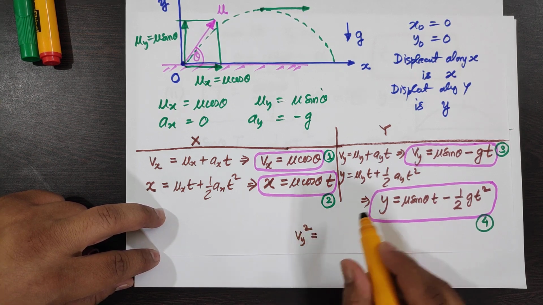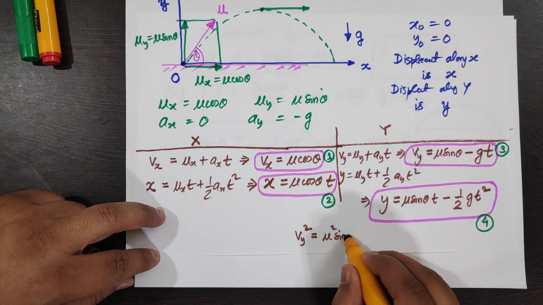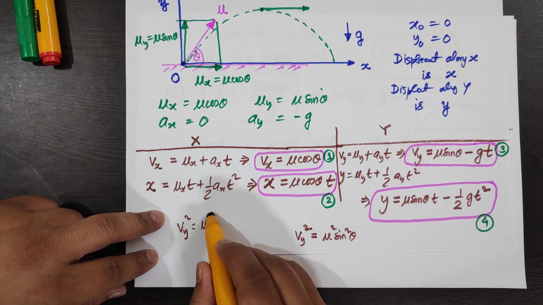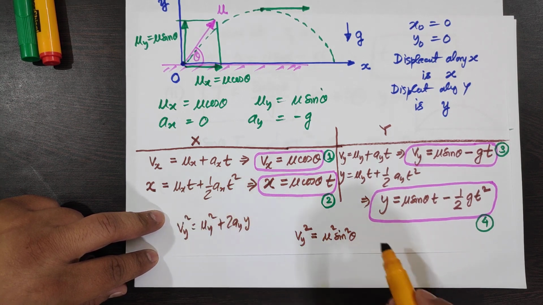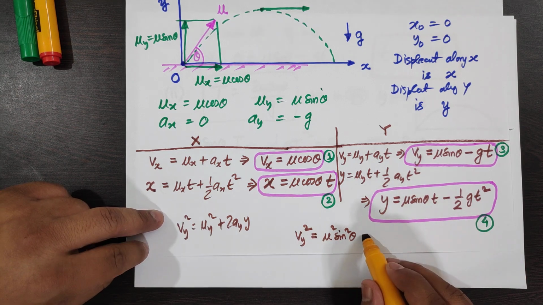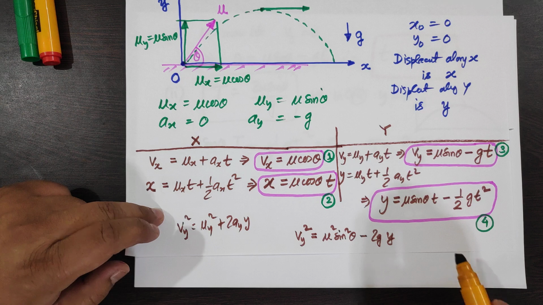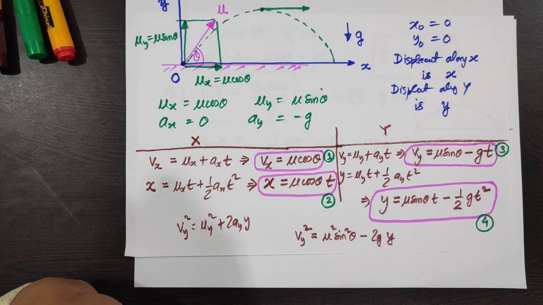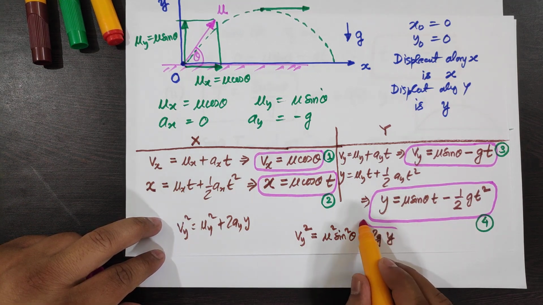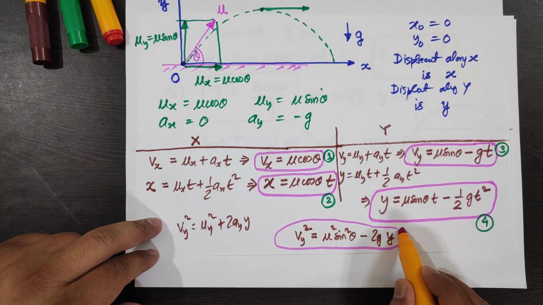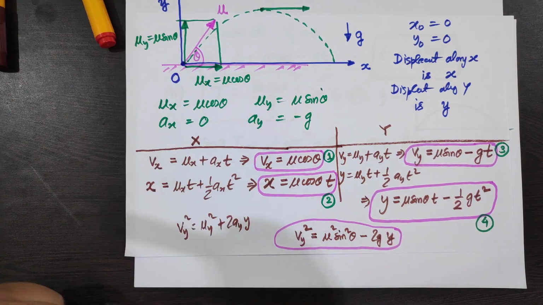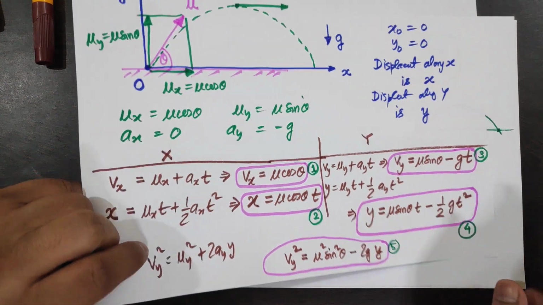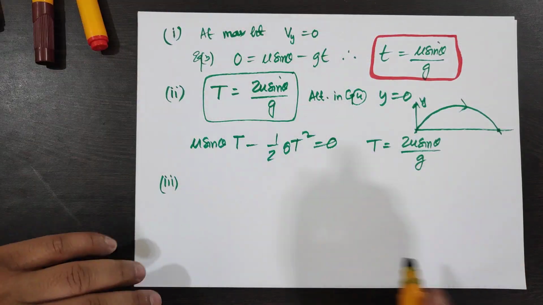Vy square equals uy square, meaning u square sin square theta, minus 2gy, where y is the displacement. So let's make it equation 4. No, sorry, it's equation 5. We have equations 1, 2, 3, 4, 5. So we will use this equation 5.